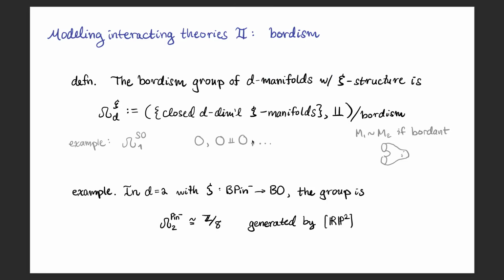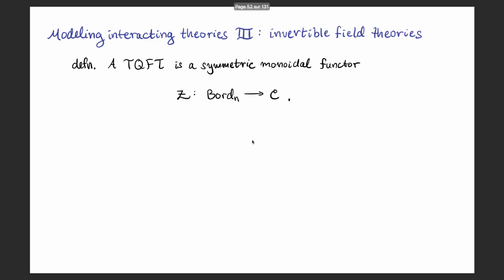So for the running example related to the Majorana chain, let's look at dimension 2 and let's look at pin minus structures, which are related to pin structures. In this case, the Bordism group is Z mod 8 and it's generated by the real projective plane with the appropriate choice of pin minus structure. I claim this is the same Z mod 8 as the time reversal symmetric Majorana chain from earlier. And then let me just jump through a couple hoops to connect that back up.